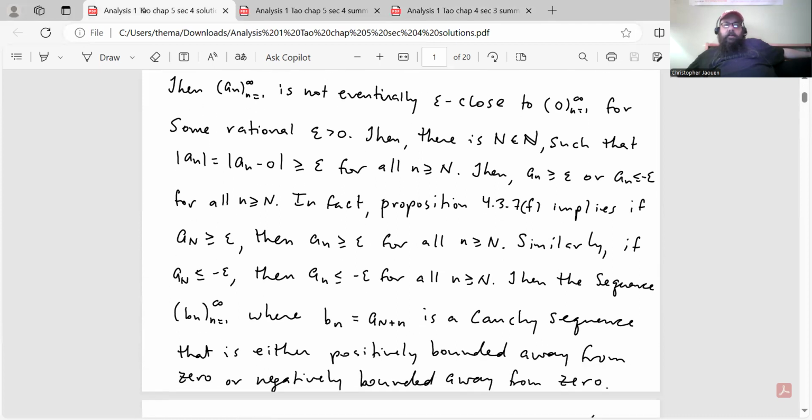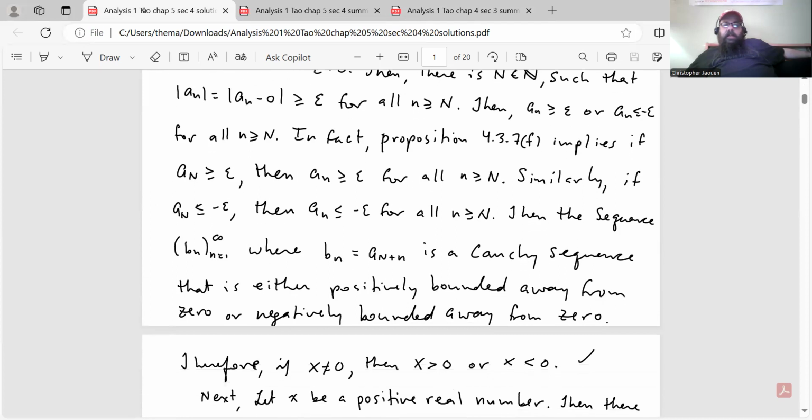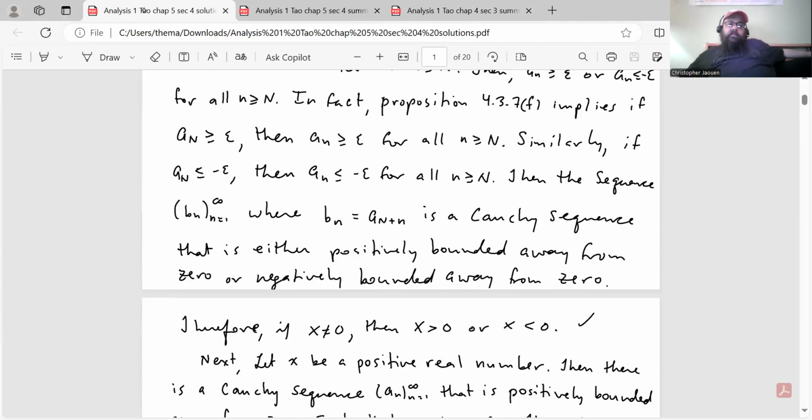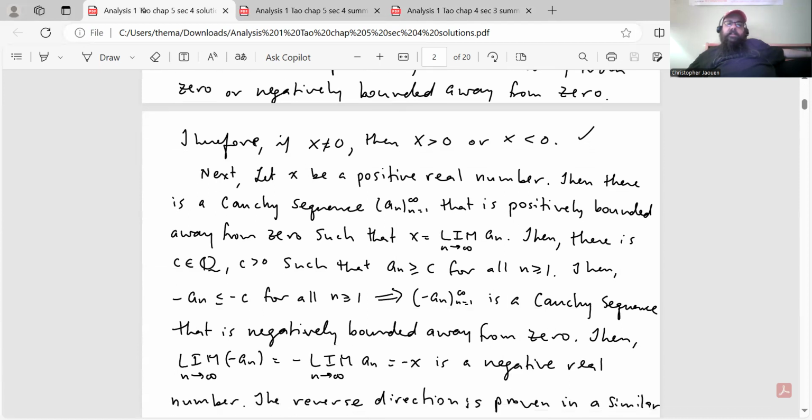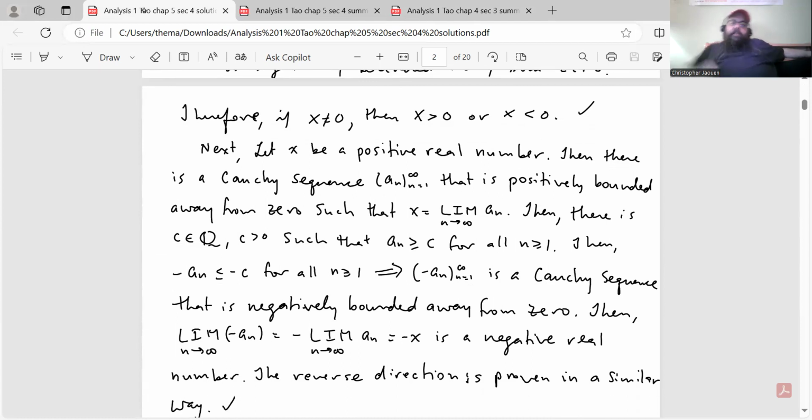Now using that fact, the sequence b_n, where b_n is a_{N+n}, is a Cauchy sequence that is either positively bounded away from 0 or negatively bounded away from 0. Therefore, if x is not 0, then x is greater than 0 or x is less than 0, and that proves the first part. Going on to the second part.